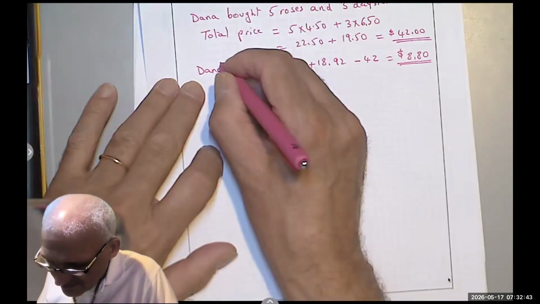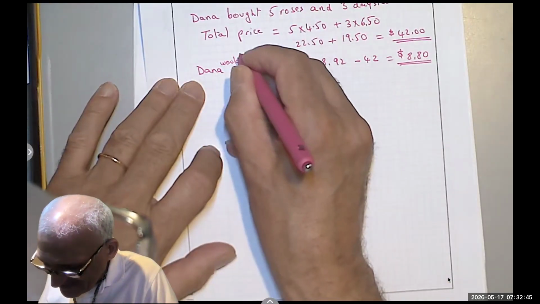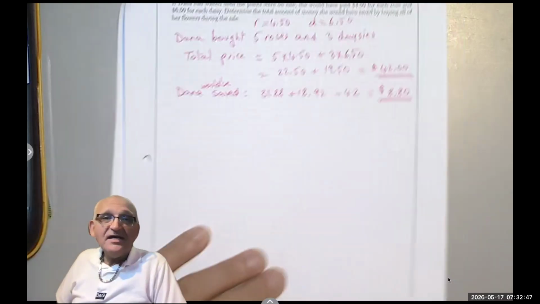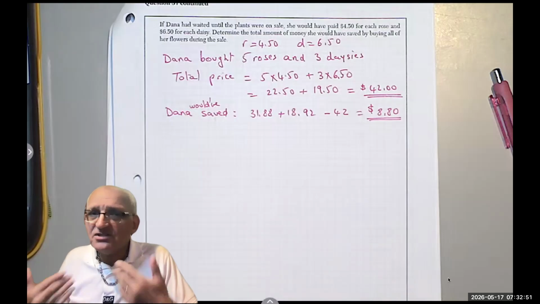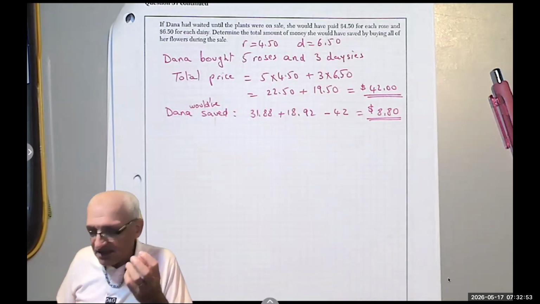Would have saved. She didn't save. Would have saved. Okay, so pretty straightforward. It's a linear equation. You just need to understand the meaning.